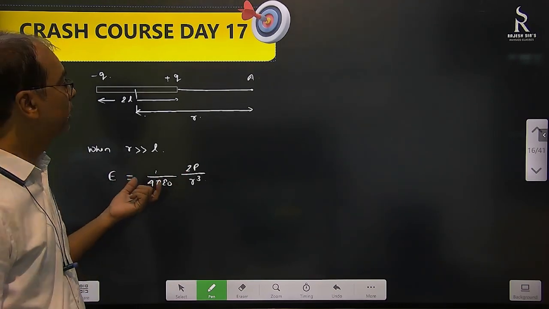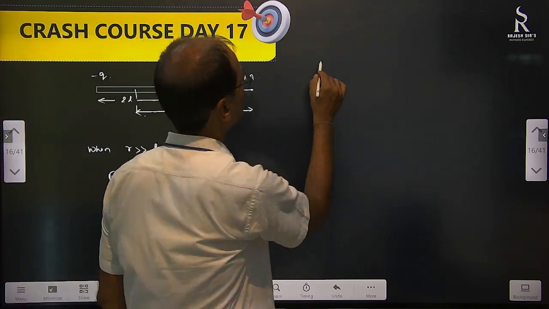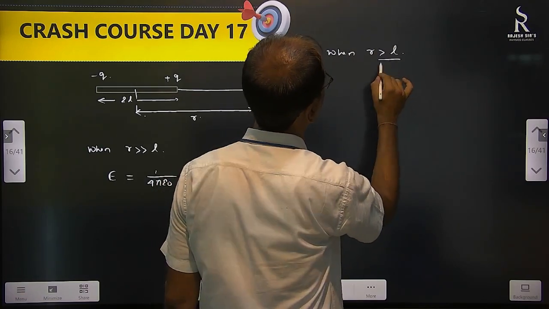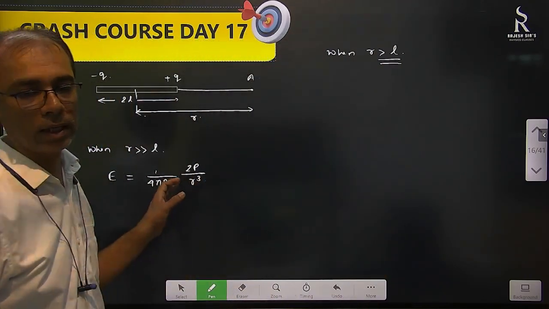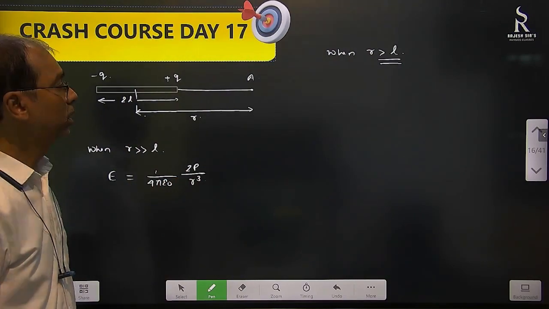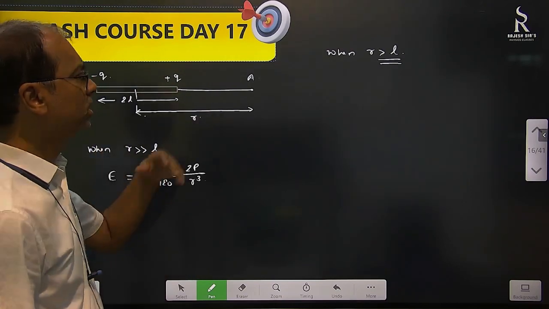Okay, the latest question on dipole was when R is comparable to L, when R is just greater than L. In that case I cannot apply this formula. So then what formula do we have to apply? We'll see that. Let's derive it once.